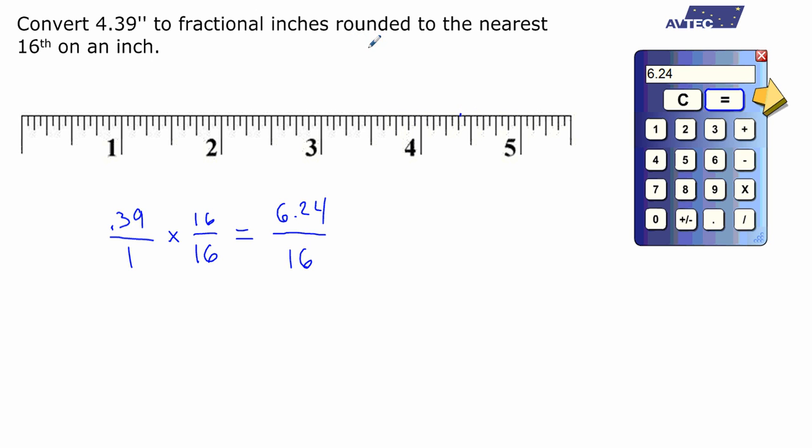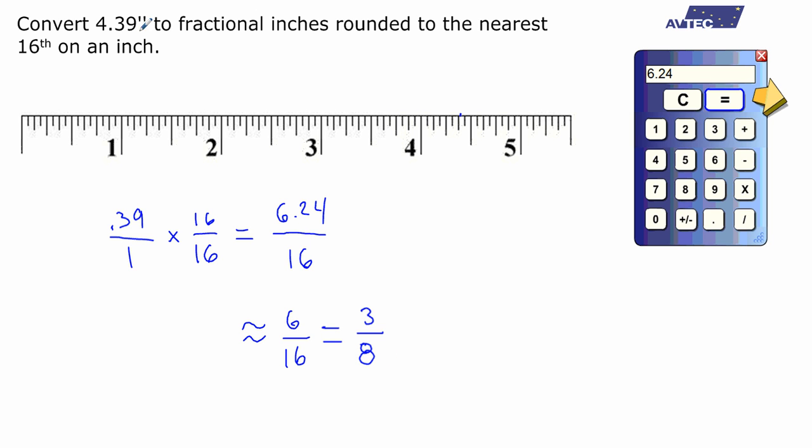But we're asked to round to the nearest whole 16th. So once we round, this is approximately equal to 6 sixteenths. 6.24 is closer to 6 than it is to 7. So you're just rounding this numerator to the nearest whole number in this step. And then the last step is we always want to write these fractions in lowest terms. So we'll say that this is 3/8.